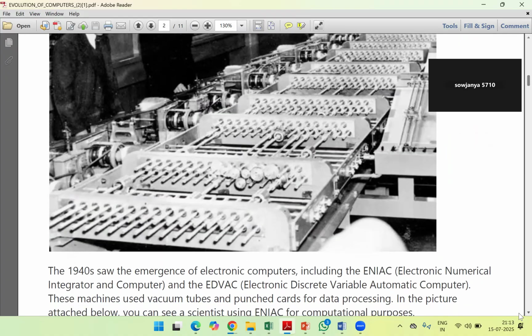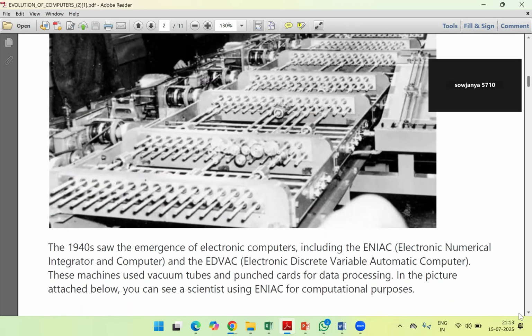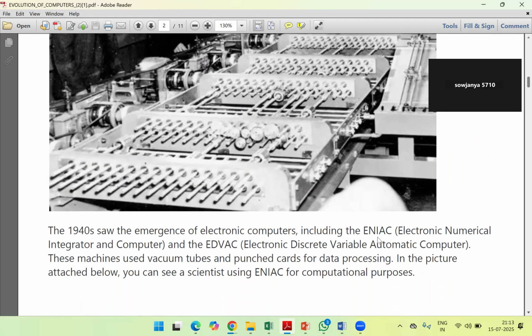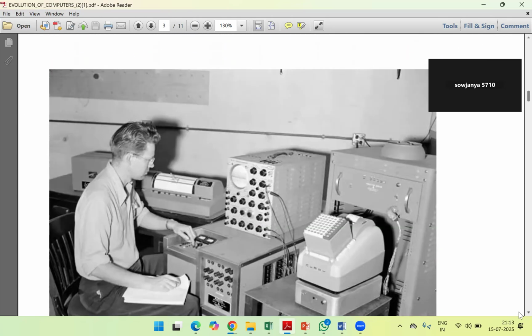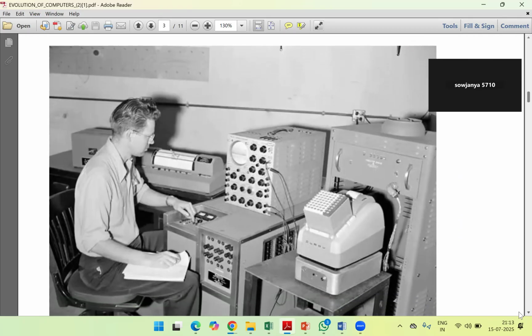In the 1940s came the emergence of electronic computers, including ENIAC. What is ENIAC? Electronic Numerical Integrator and Computer, and the EDVAC, that is Electronic Discrete Variable Automatic Computer. These machines used vacuum tubes and punched cards for data processing. In the picture attached below, ENIAC is used for computational purposes. Here the scientist is using ENIAC. This is ENIAC.